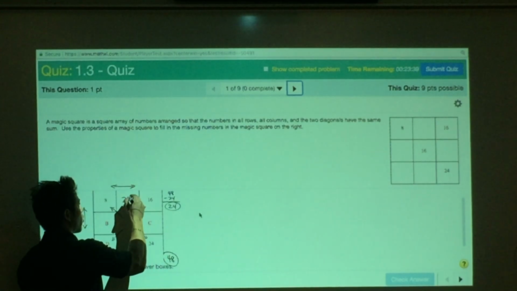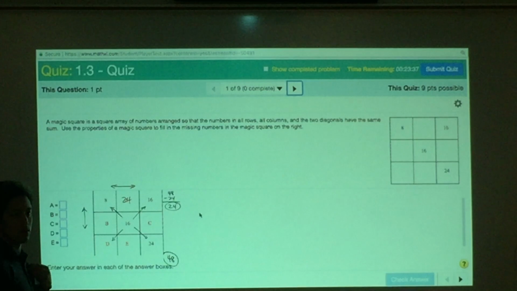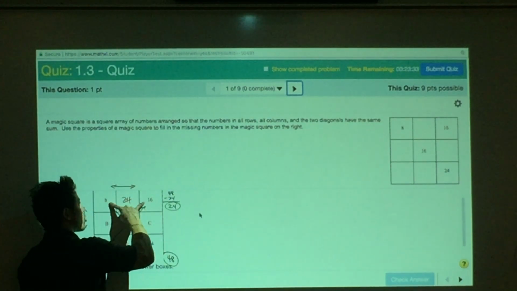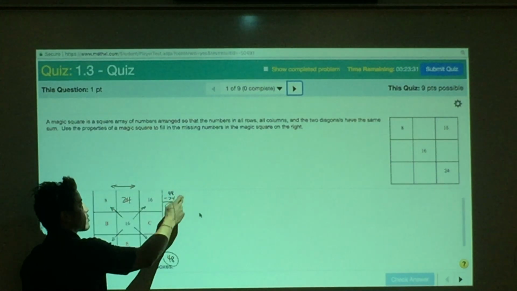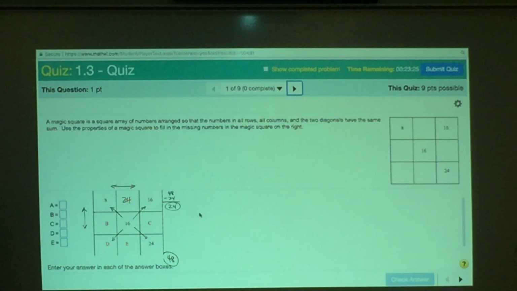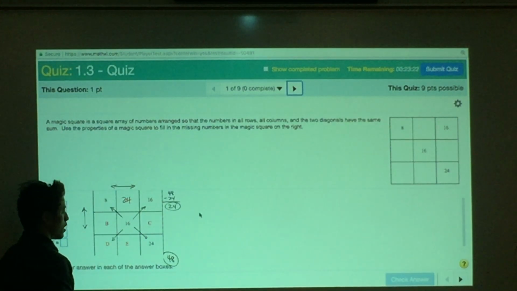A is 24. Make sense? So we know the row is 48. We know two of the three components, their sum is 24, which means that missing piece has to be 24. Okay, so now we've got another one done.